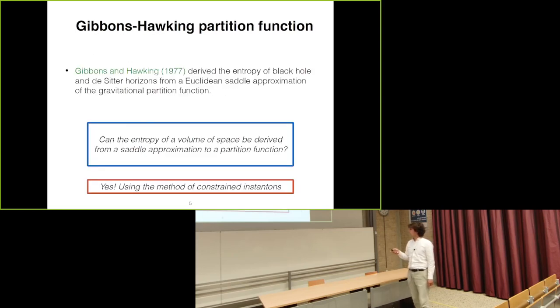We will do this by using the method of so-called constrained instantons or constrained gravitational path integrals. The difference with their work is that we have to impose some constraint to fix the size of this region.